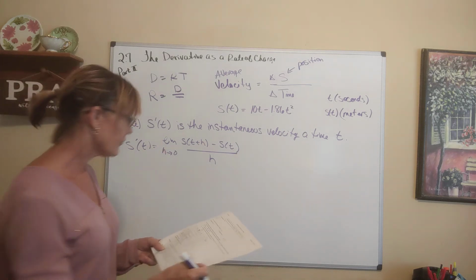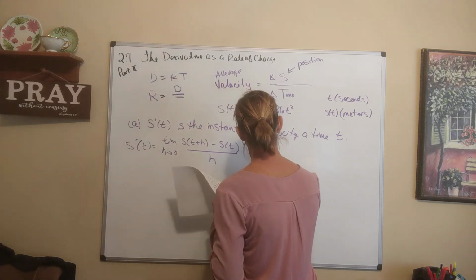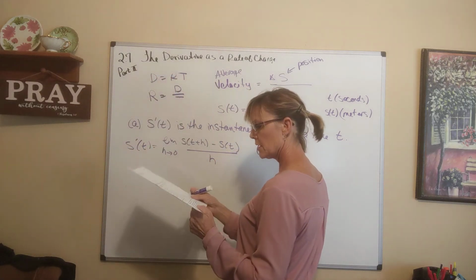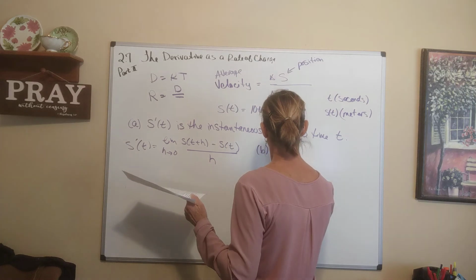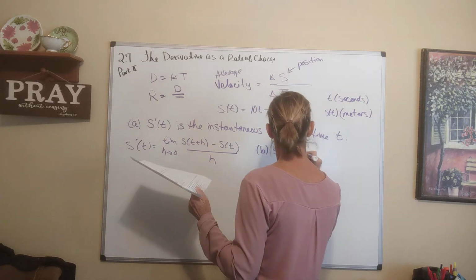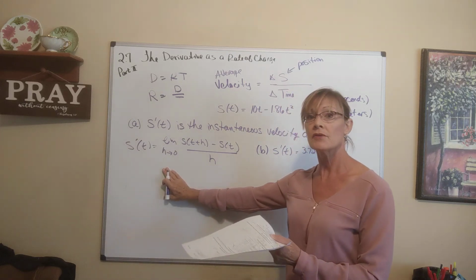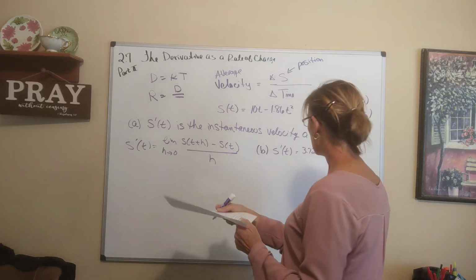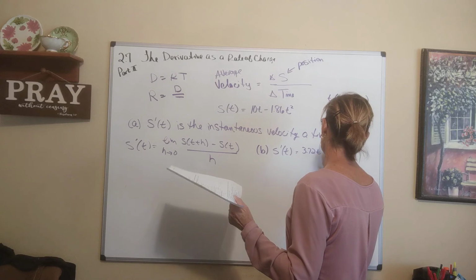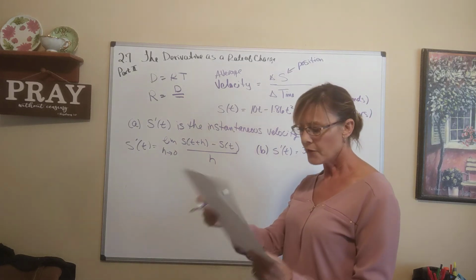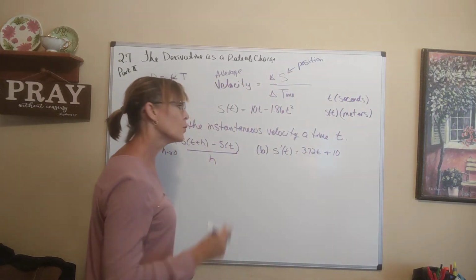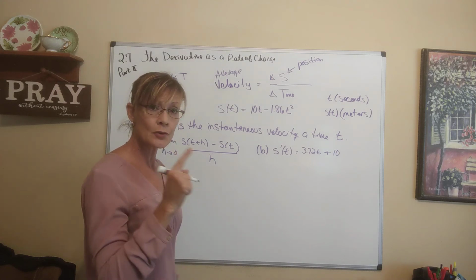B, if s prime of t is equal to this, they just told us that. We didn't have to figure it out, but we could totally figure it out by using this definition. And you will have to do that actually on test 1. Find the velocity after 1 second. So what is the velocity after 1 second?